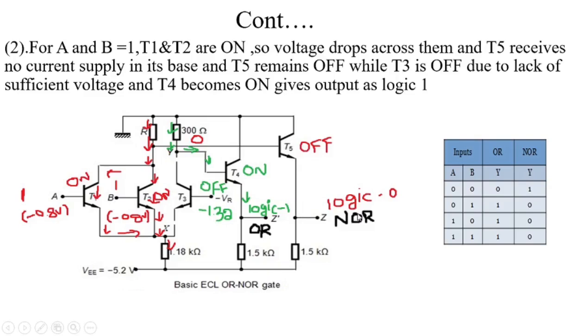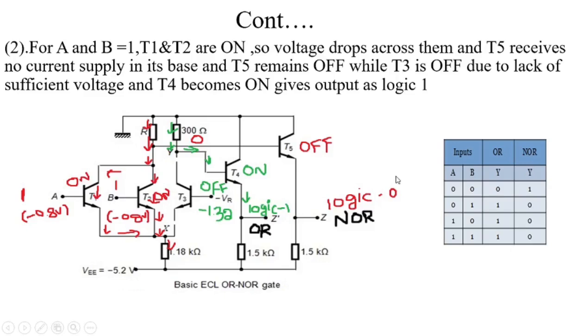Now we verify the truth table of the OR/NOR gate. Both the inputs are 1, 1, the output of the OR is 1. So here we get the output equal to logic 1, and the NOR output is logic 0. So here we get the output equal to logic 0.